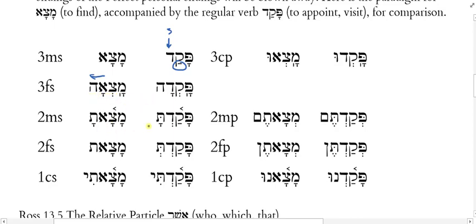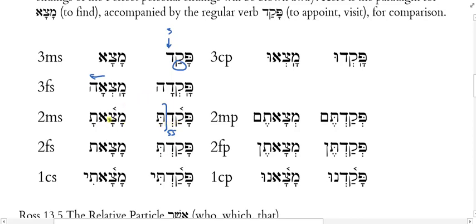All right? But over here, pakadta, I have my consonantal ending, ta. The dalet is closing the syllable with the kof here. And so I have that silent shva. Pakadta.